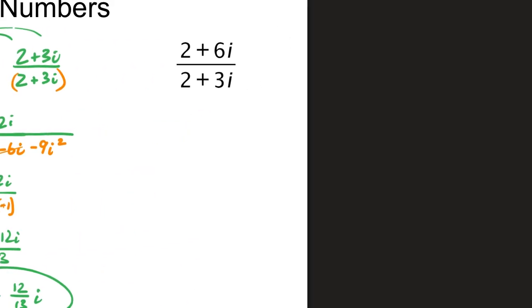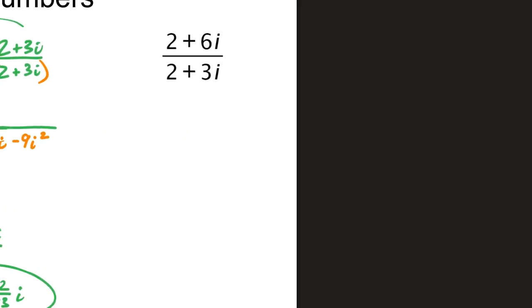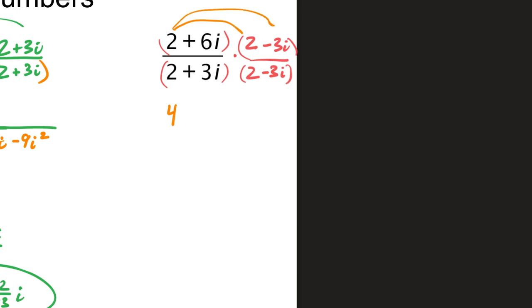Okay, one more example to do here. 2 plus 6i divided by 2 plus 3i. I again am going to multiply by the conjugate of what's on the bottom, which is 2 minus 3i. Oh man, I got a lot of foiling to do here because it's all foiling all the time. So on the top, I'll do the firsts. I'll do the outsides. I'll do the insides. And I'll do the lasts.